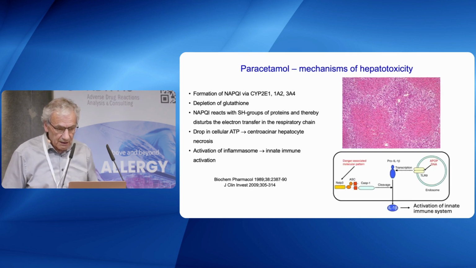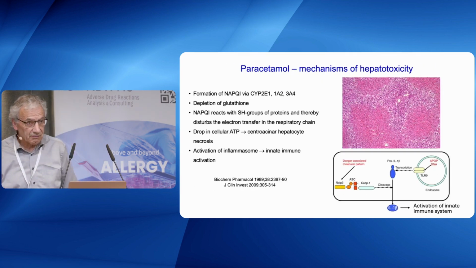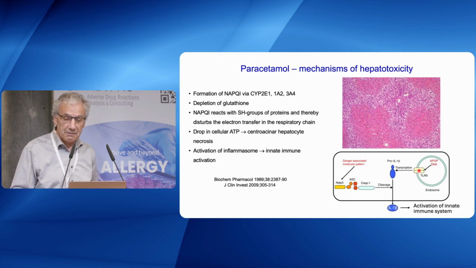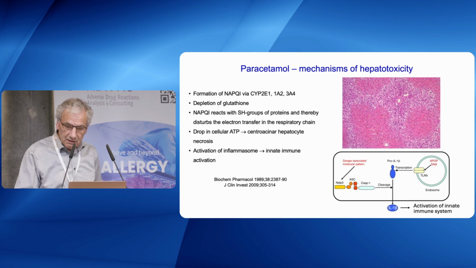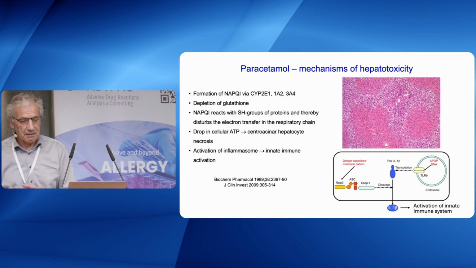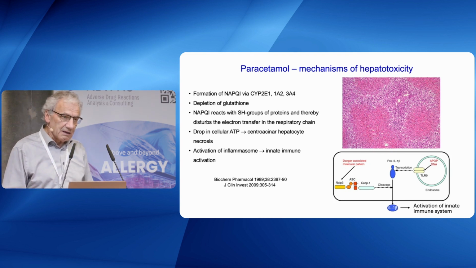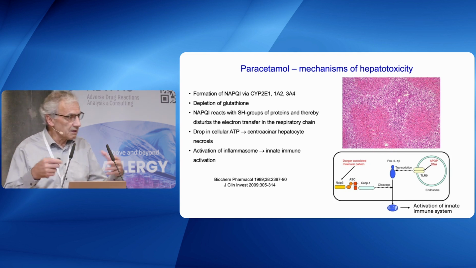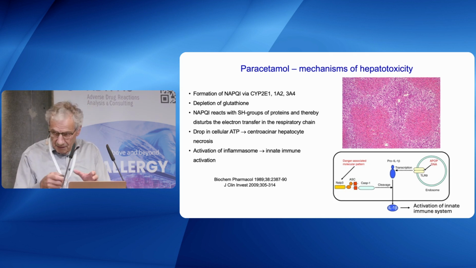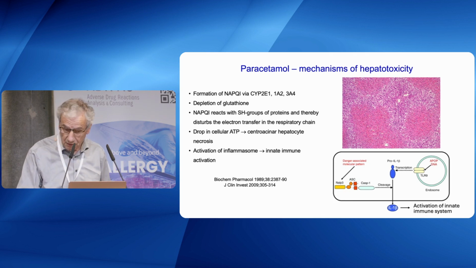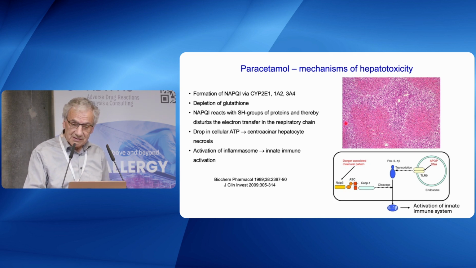Okay. And this is the result of it. You see what happens in the liver. This is a necrotic zone. And when you look here, then you see that there's a central vein. So it's a central acinar necrosis that happens. And why is it central? Because the CYPs are expressed in the center of the liver lobule. And you see that the periphery is still intact.